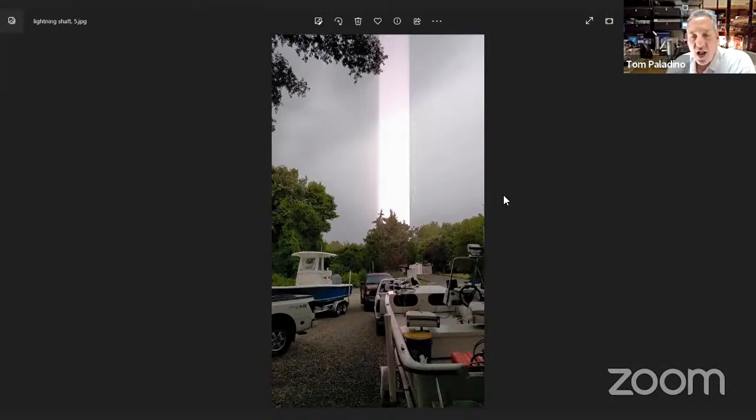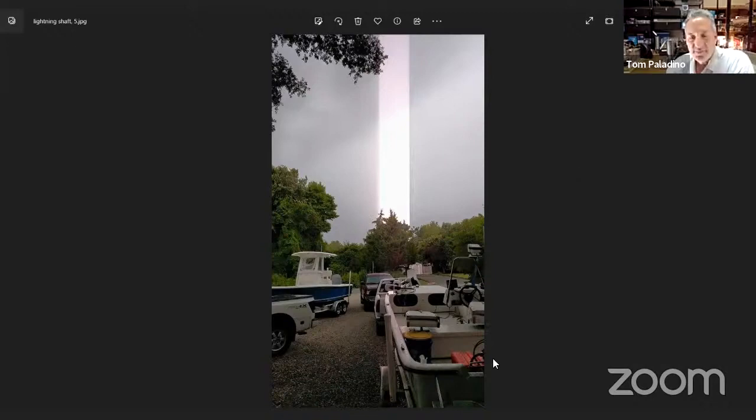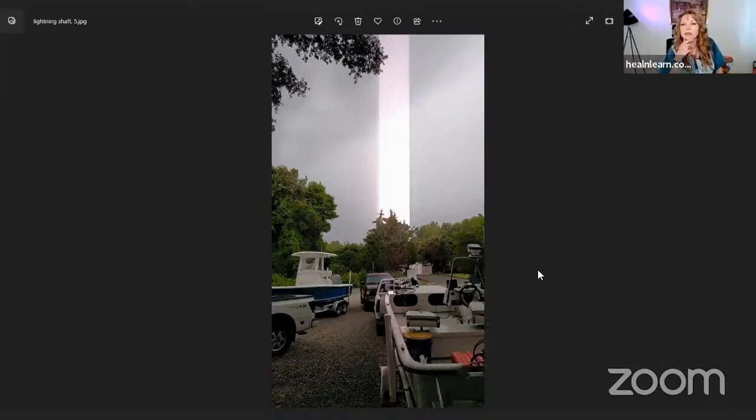This shows you just how powerful that force field is. What you're seeing is a column of force field. That's a column of energy. That's not trick photography. This is the manifestation of lightning in action.